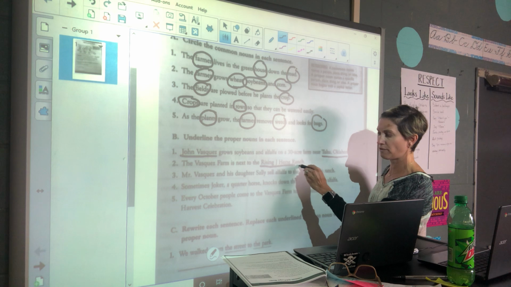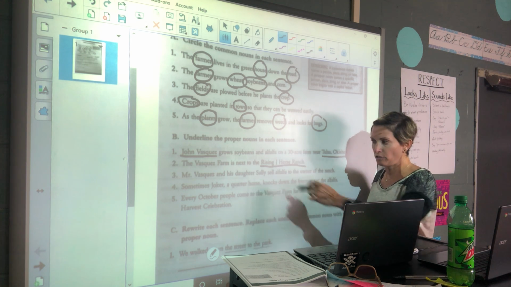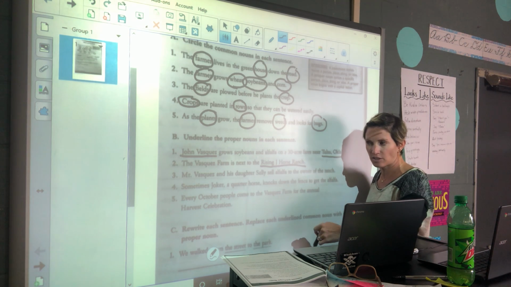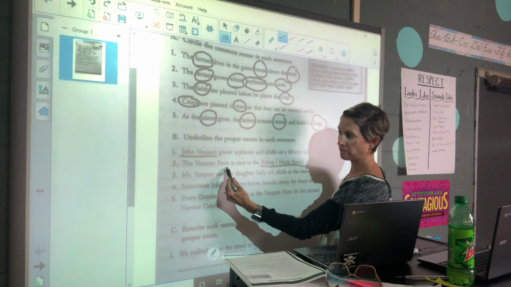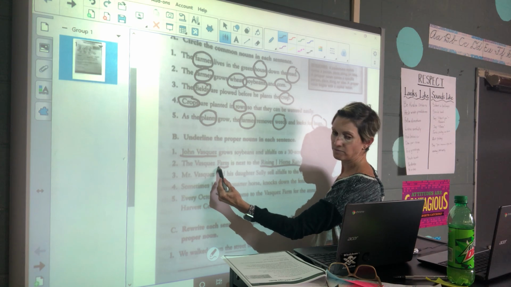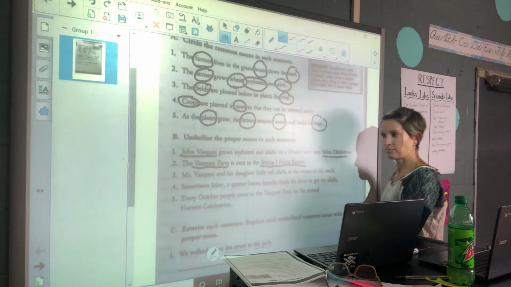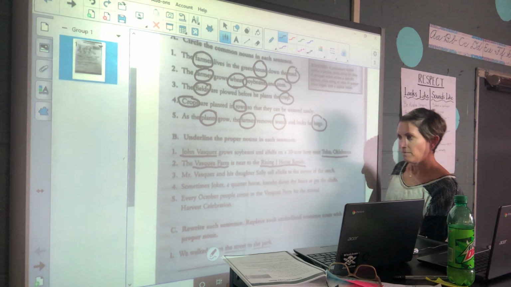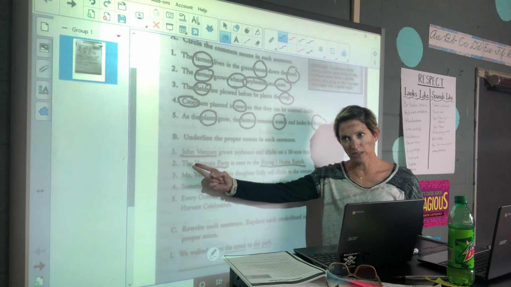Rising J Horse Ranch. Justice? You would underline the whole thing, not separately. That's one name. What else? Taylor? Farm. Okay, what goes with that word? Farm. What else? Vasquez Farm. Yeah, Vasquez Farm. All right, and we don't have to do the because the is the beginning of a sentence.